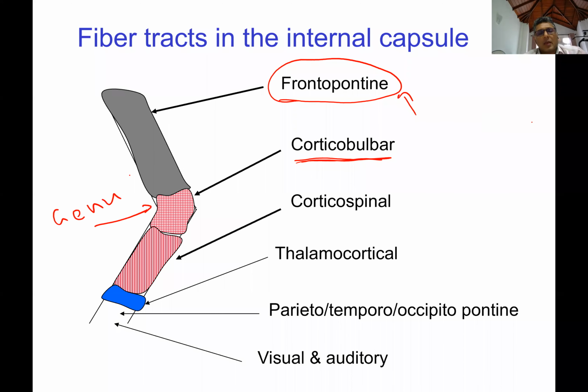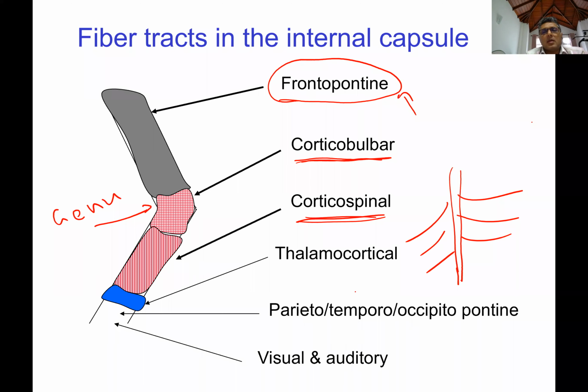Genu of the internal capsule. Then you get corticospinal tracts, again starting from the motor cortex, going into the spinal cord level, and giving rise to motor fibers in the spinal nerves. So corticospinal tracts will occupy the anterior two-thirds of the posterior limb. Anterior two-thirds of the posterior limb here.